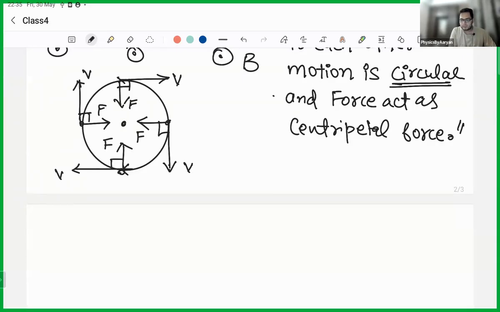No, central force is not always centripetal. That is a very wrong idea you have. This is not a central force. Central force does not mean a force which acts towards the center. Central force has a different meaning.